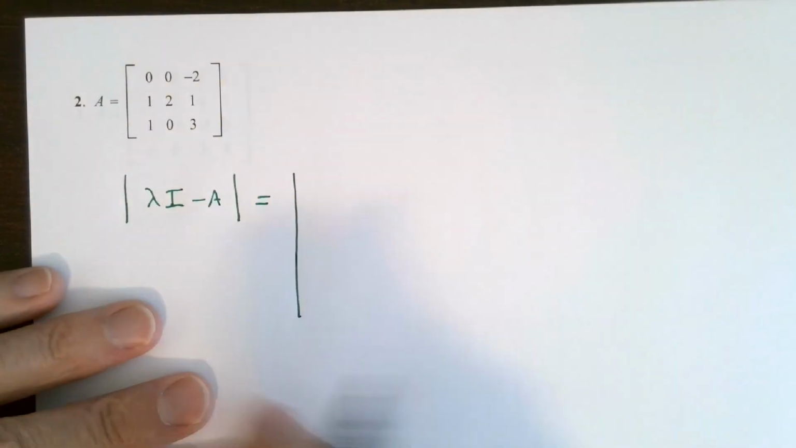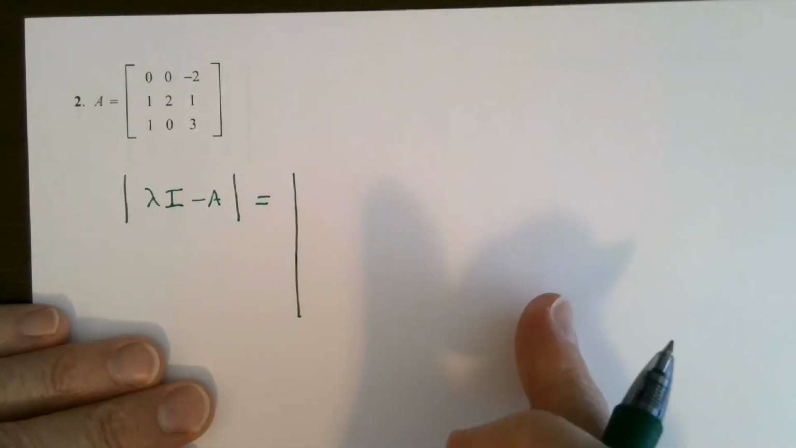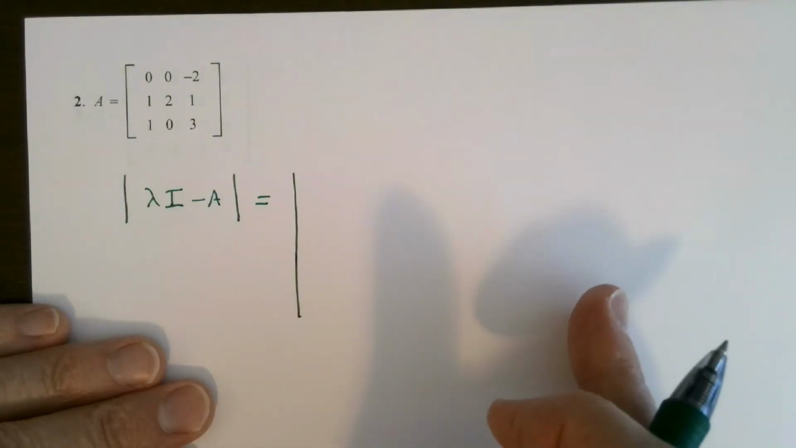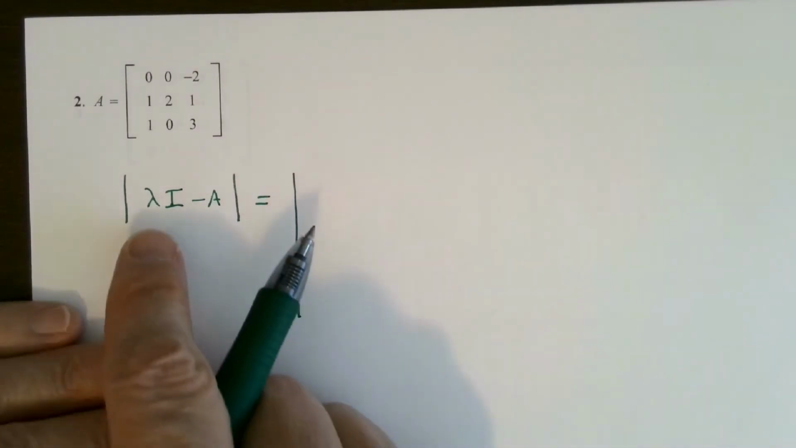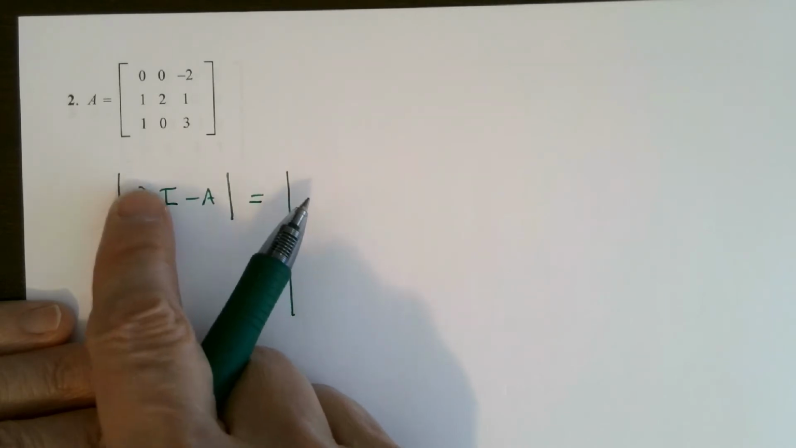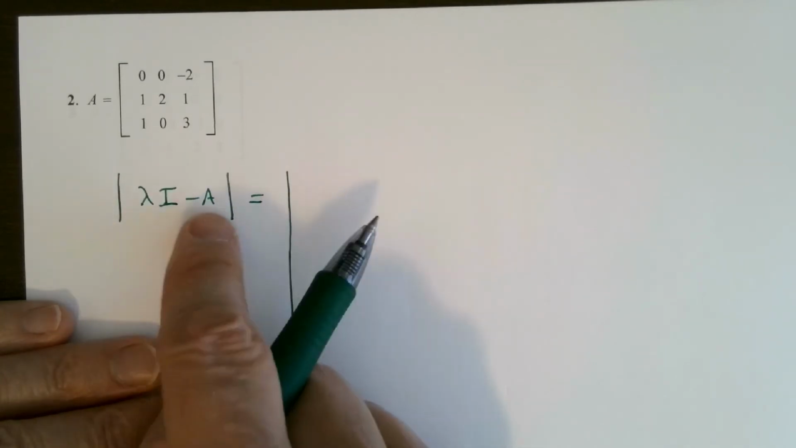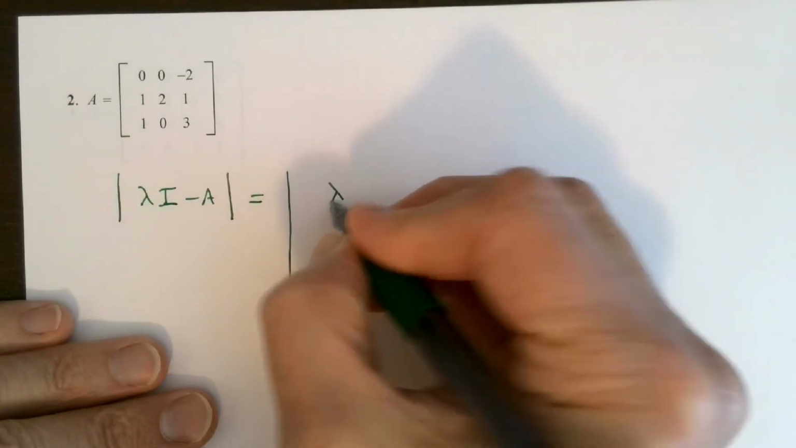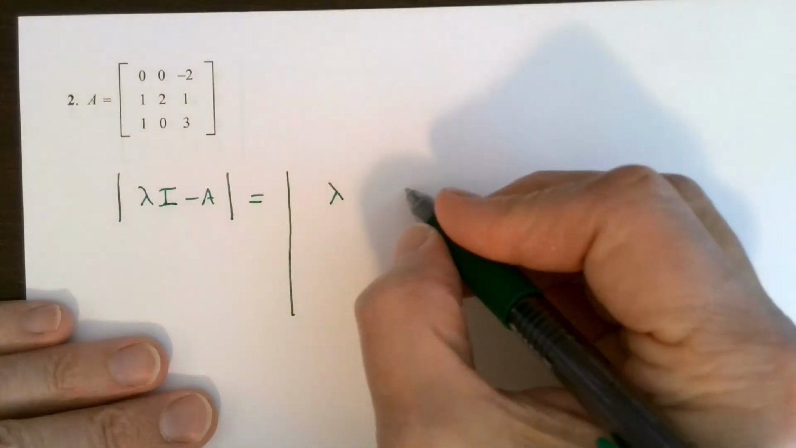In the last problem, I wrote it out step by step. I would encourage you to do that if you're having troubles, because this causes problems. So lambda I minus A. Remember, this has lambda down the main diagonal, zeros everywhere else, and then the A is here. So I have lambda minus 0, which is lambda. I have 0 minus 0, which is 0.